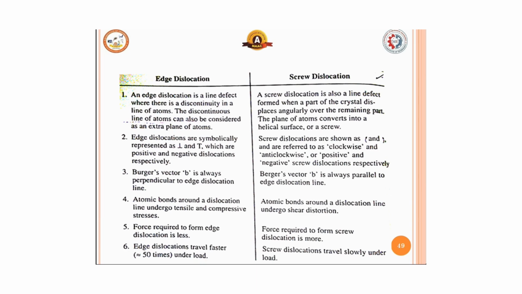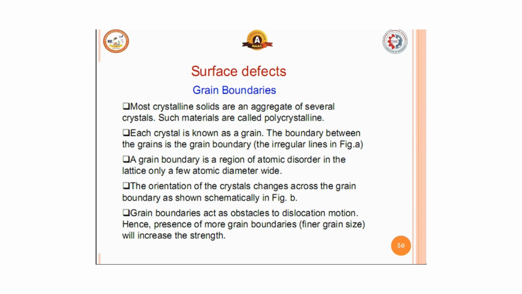Edge dislocation is represented by the perpendicular or inverted capital T symbol. Screw dislocation is shown by the clockwise or anti-clockwise screw symbol. Edge dislocation is a line defect. Screw dislocation is also a line defect, but the plane of atoms converts into a helical surface or screw. So this is the difference between edge and screw dislocation.